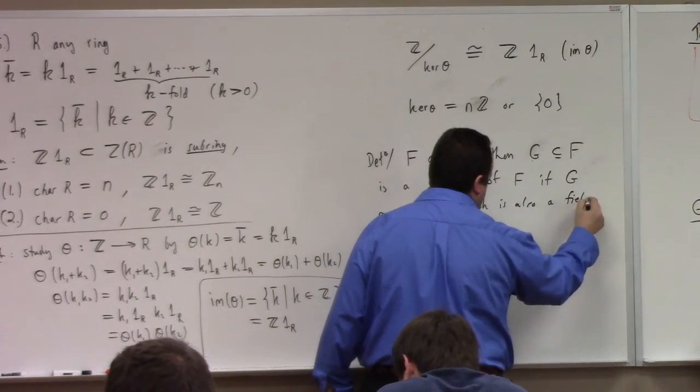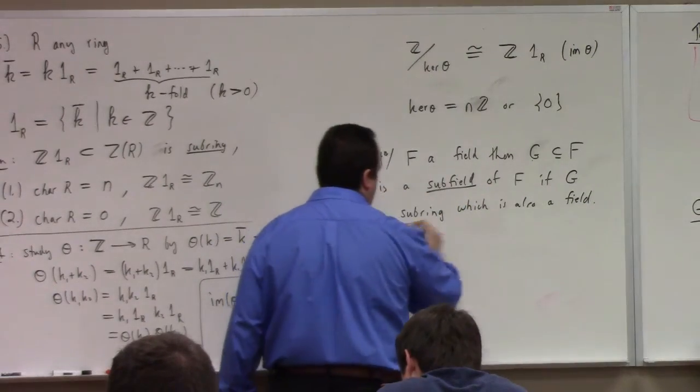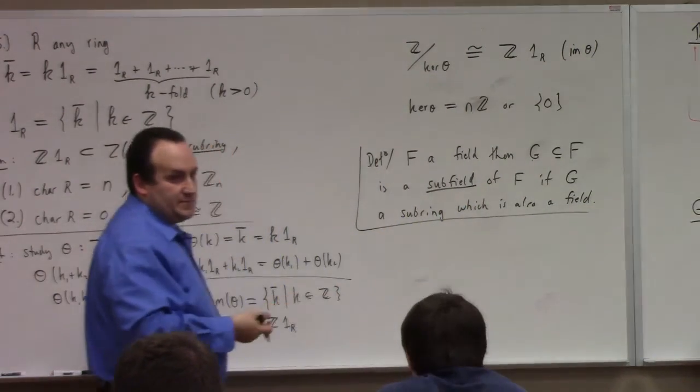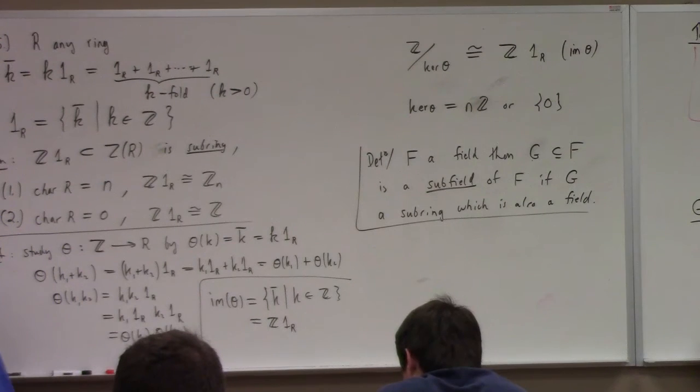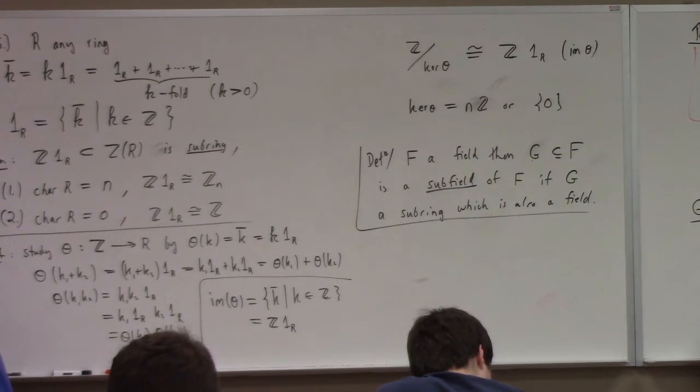So what does that really amount to? How can we test if G is a subfield? Oh, fair enough. Yeah, subring test. I think what I meant to say is, suppose you have a subring. How can you tell if it's a subfield?